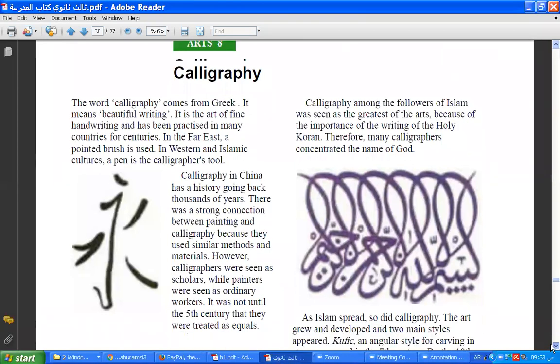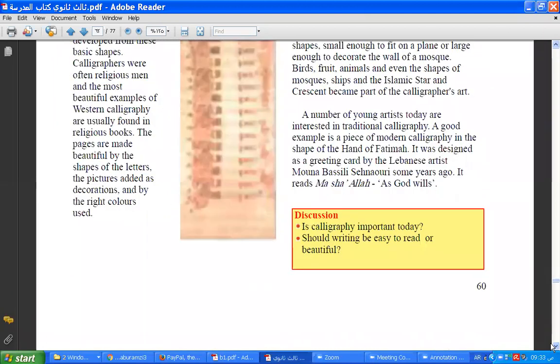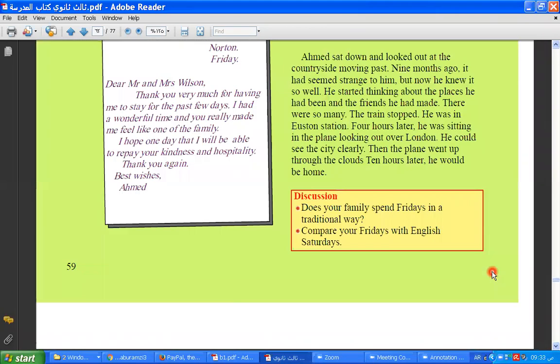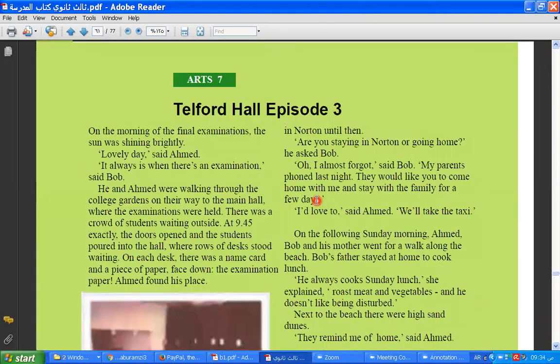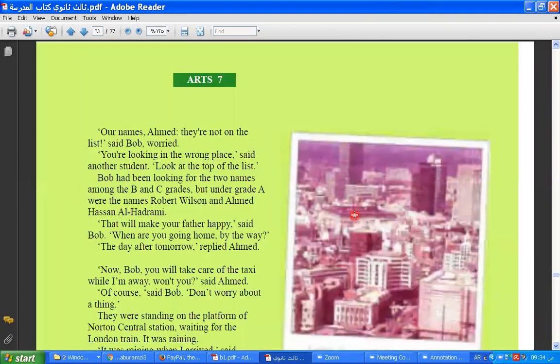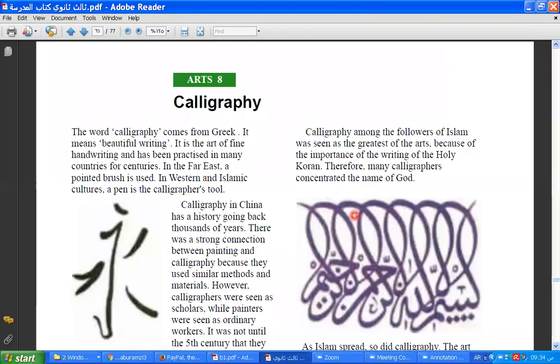This lesson would be on page 60. Yeah, page 60. Look, the lesson before it is cancelled. It's not mentioned in the plan for art students. Okay. So in art number 8, today we are going to talk about calligraphy.